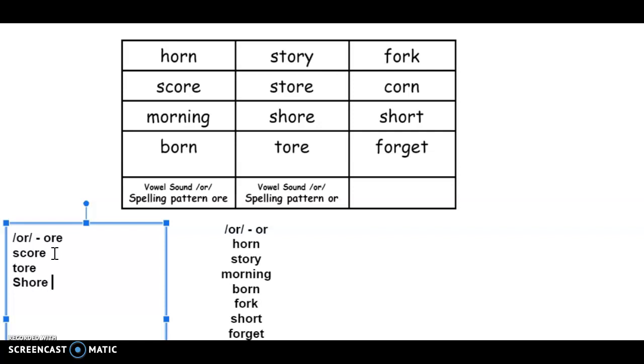Shore. I walk along the shore on the beach. Oh, and store. I love going to the store. Target. Store.